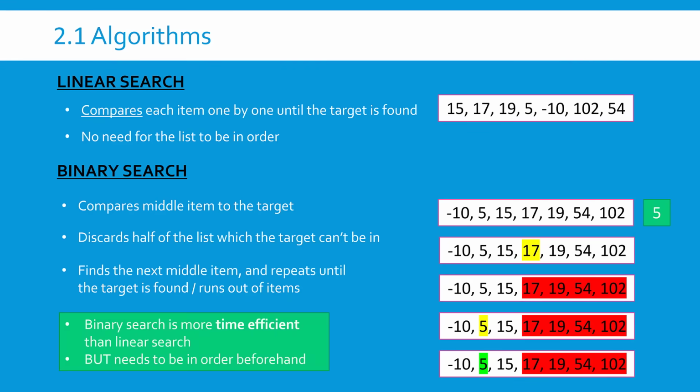You'd much rather do binary search if you can because it's much more time efficient than linear search, meaning that as the list grows big, on average it takes less time to find your item, but the key disadvantage being it needs to be in order beforehand. Now you might decide to put your list in order through bubble sort, merge sort, or insertion sort.